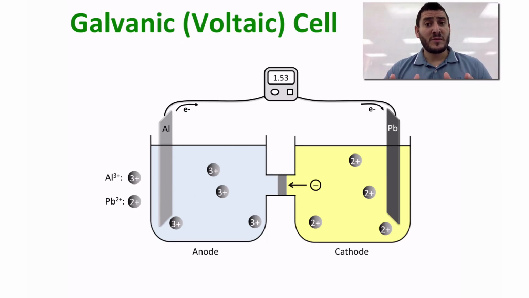The salt bridge can be substituted by a porous disc. The porous disc will allow the transfer of the extra negative ions in the cathode to the anode. And in this way, also, the two compartments will remain neutral at all times.